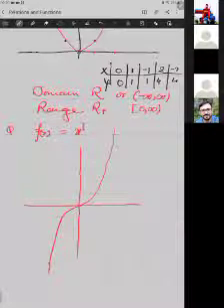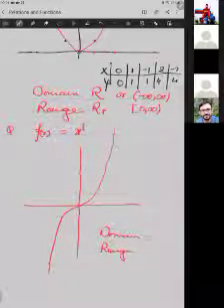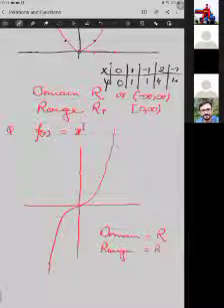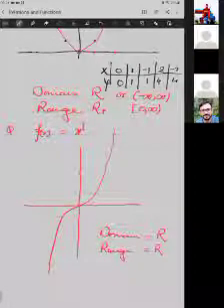Now, if we are thinking about domain and range, domain will be real numbers and range will also be real numbers, because nothing is missing in this case. For the values of x and y both, there is nothing missing. So domain and range will be same in this manner.